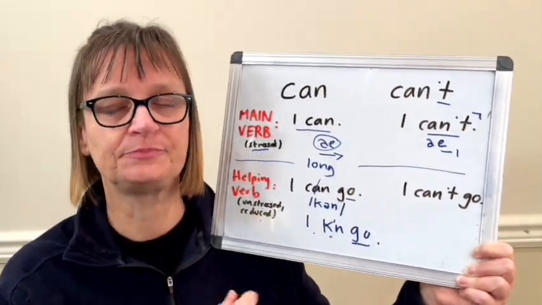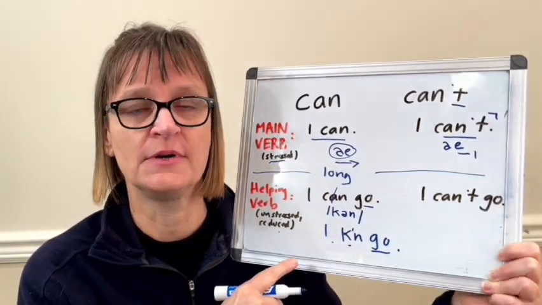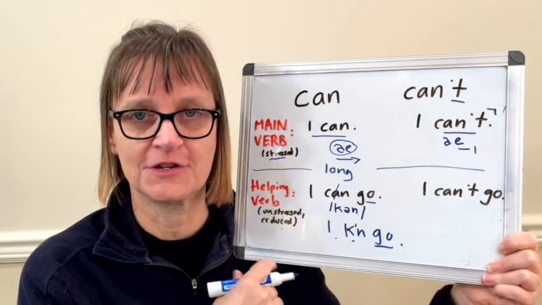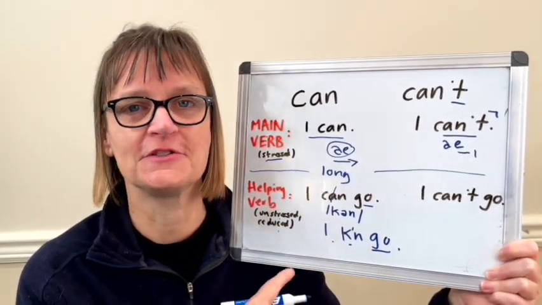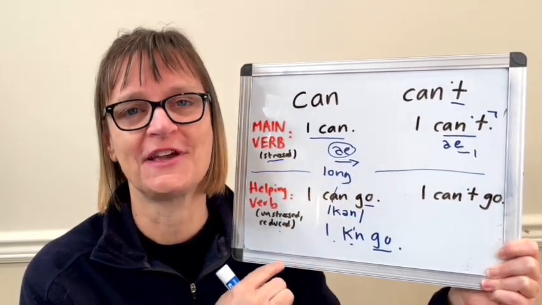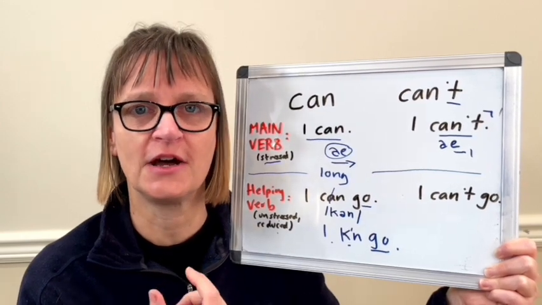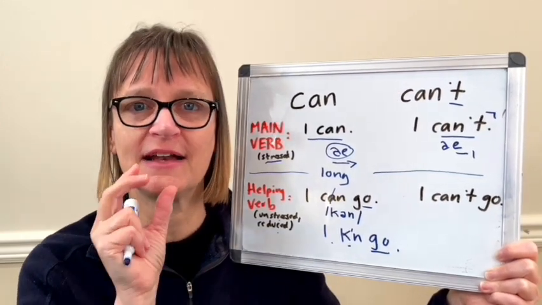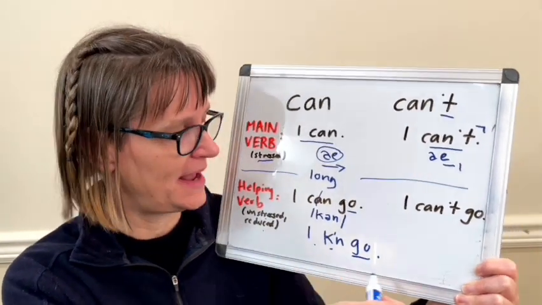So in that case, if you say I can go with a full vowel, it's not going to sound correct to a native speaker, and they might ask you, wait, did you say can or can't? Because they're used to hearing the reduced I can go. So to practice this, I would suggest saying things like I can go, I can talk, I can do it. Practice that I can as a short little stepping stone to your main verb.